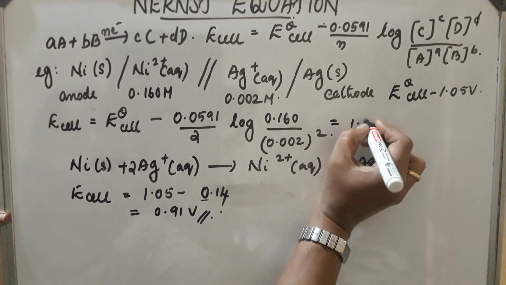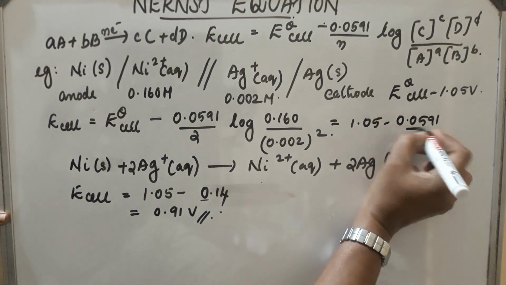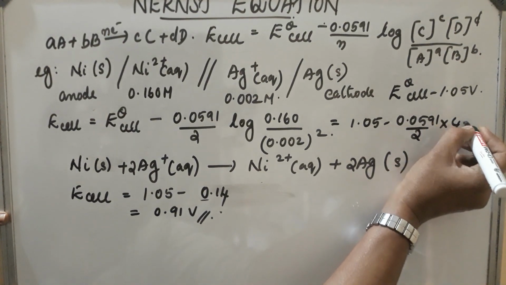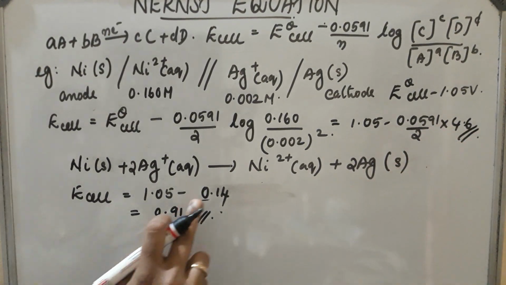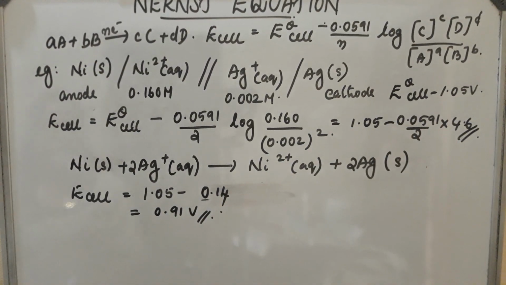That is 1.05 minus 0.0591 by 2 into 4.6. The log value will be 4.6. So, after substituting all this, we will get the value 0.14. So, the answer is E of cell equal to 0.91 volt. This much about the Nernst equation.